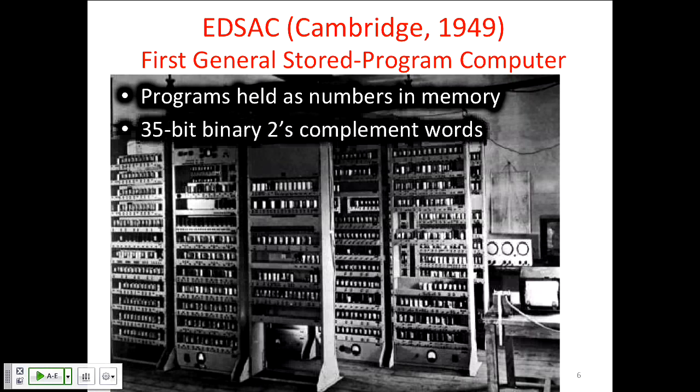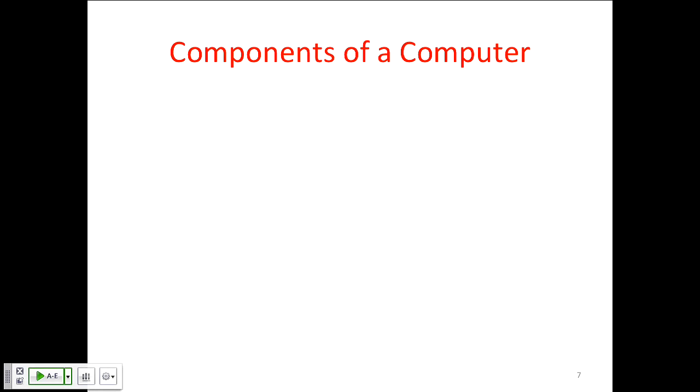And this was actually a binary machine, 2's complement, and it had 35-bit words. And it could also do operations on 17-bit words as well. So powers of 2 were not that popular back then for various reasons. They became more popular later on. Anyway, this is the first stored program computer. But what does that really mean? I'm trying to give you some more insight here.